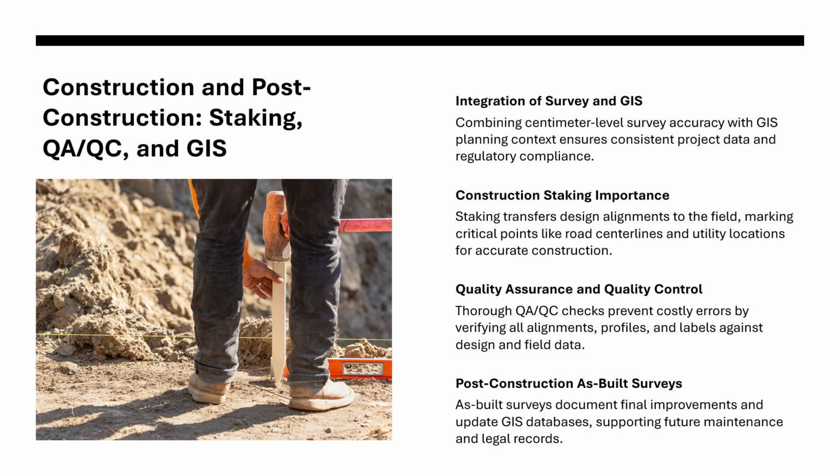This phase is where errors become most costly. A misstaked alignment could shift a road out of its right-of-way. An incorrectly profiled grade could cause drainage failure. This is why QA/QC, which we practiced in Lecture 6, is essential before deliverables leave the survey office. Every alignment, every profile, every label must be double-checked against the design intent and the field data.